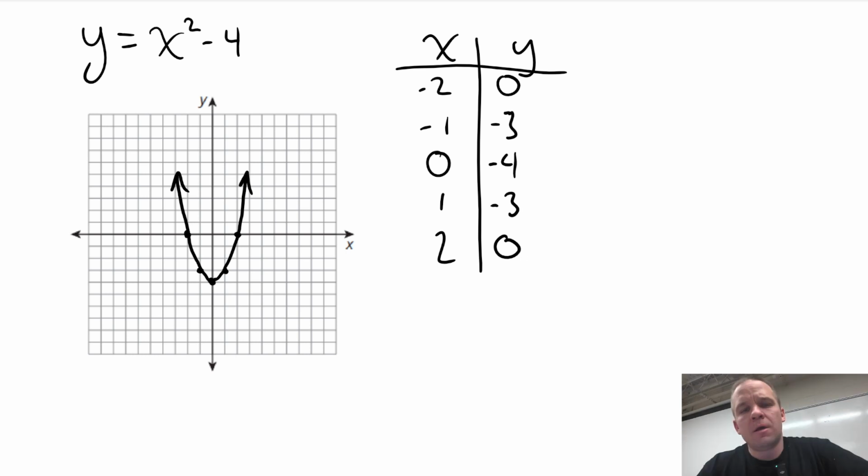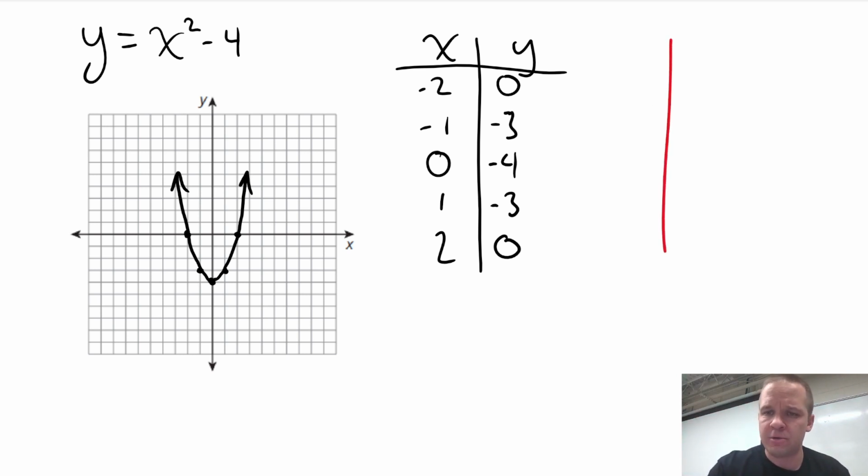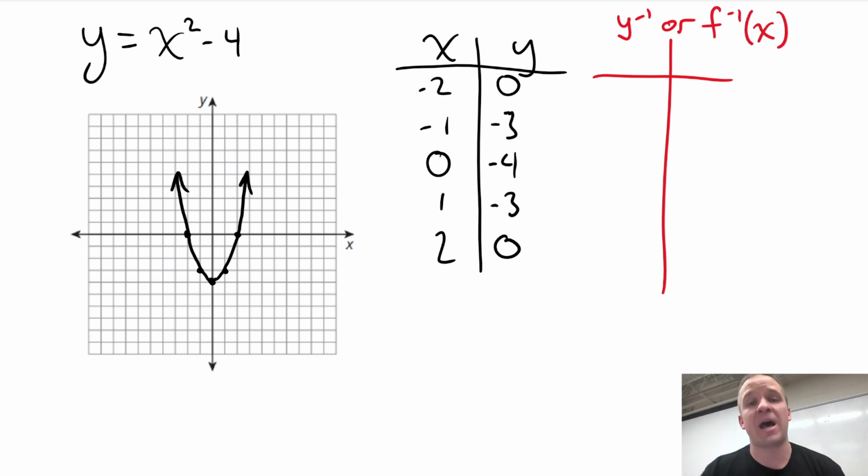Cool. So now we have this original quadratic function, and it's going to ask us to plot the inverse. So I want to do this in red here. If I make a new t-chart, the inverse is going to swap my x's and my y's. So for my inverse, which you can notate as y and the little -1 exponent, or in function notation, we would say f^-1 of x. That reads f inverse of x, okay?